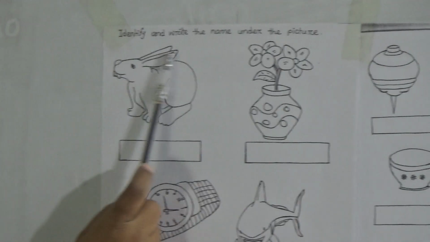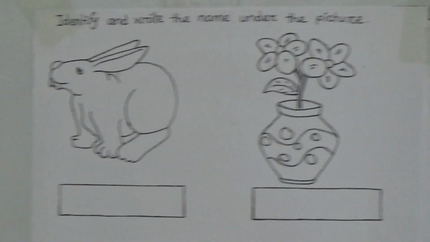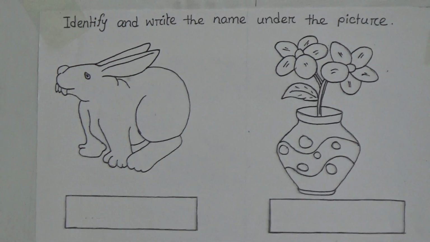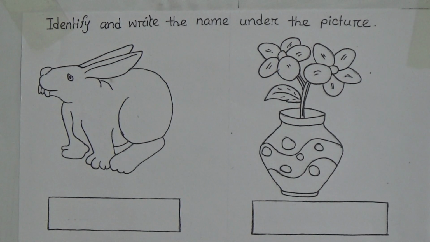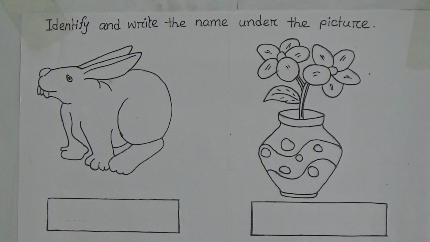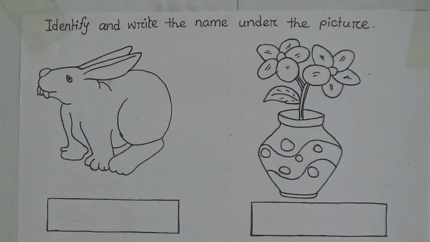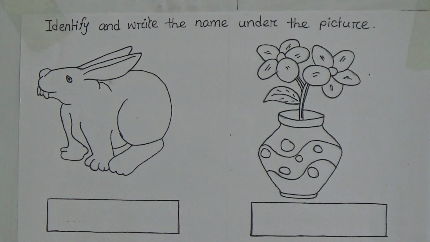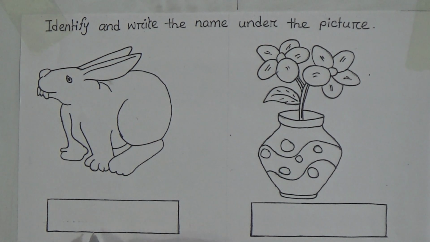At first, just look here. This is identify and write the name under the picture. So these two pages, just look. There are some pictures, 1, 2, 3, 4, 5, 6, 7, 8, 9, 10, 10 pictures, and we have to write the names under each picture. At first, what is this? Just look here. This is the picture of a rabbit. So we have to write here rabbit.